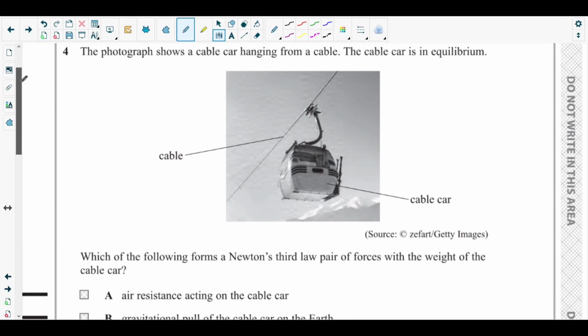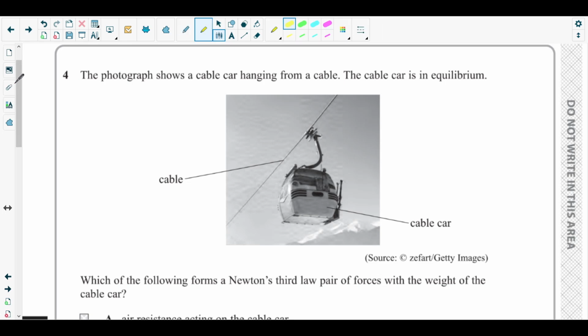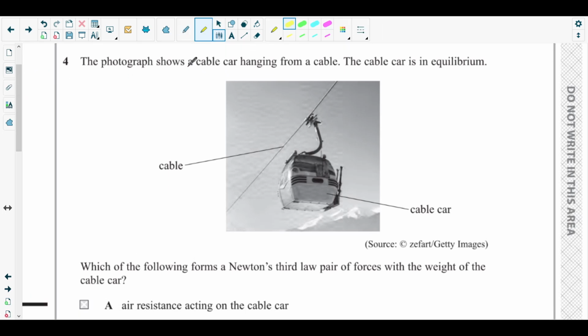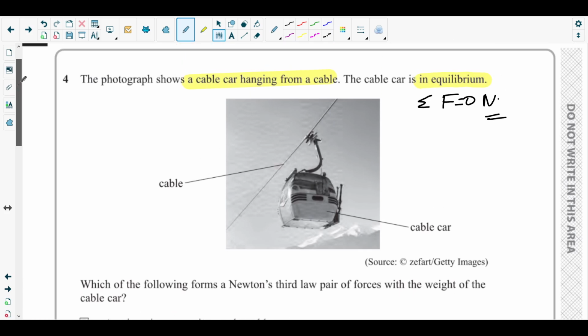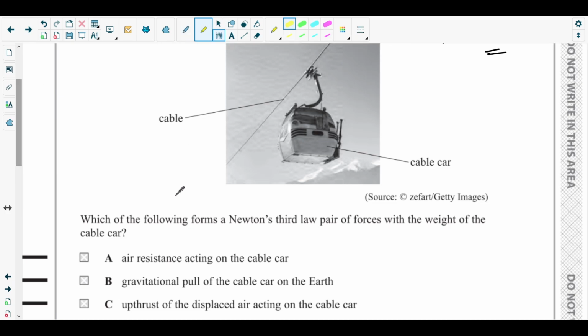Okay, next, number 4. The photograph shows a cable car hanging from a cable. The cable car is in equilibrium. Equilibrium means the resultant force is 0 Newton, both horizontally and vertically. So the question is, which of the following forms a Newton's third law pair of forces with the weight of the cable car?